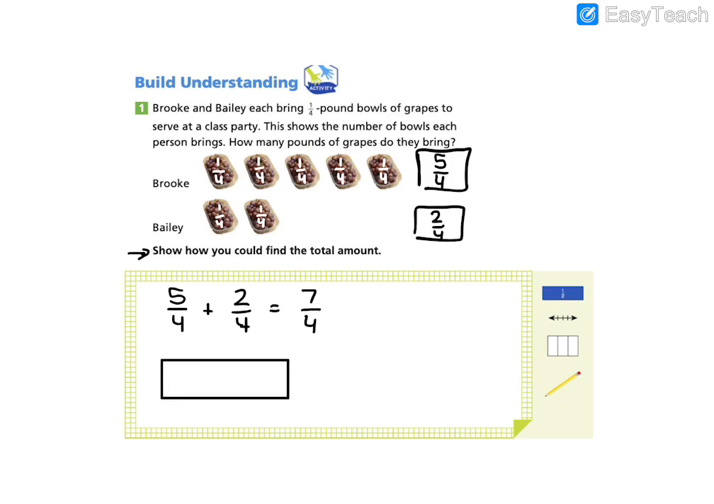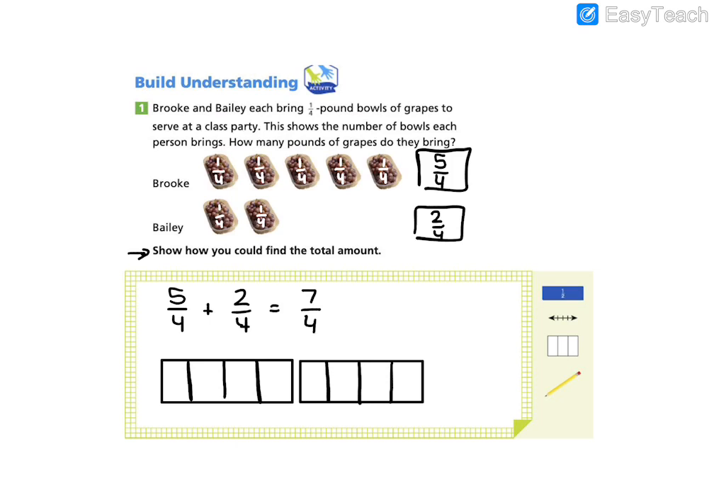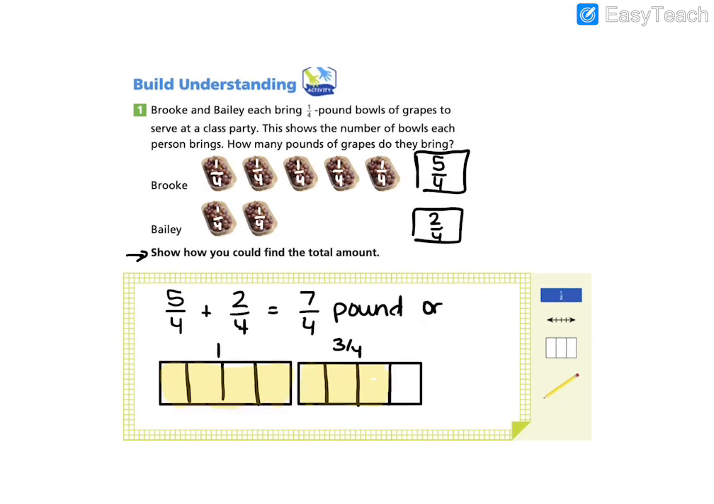Now, let's think about this. 1 whole pound is equal to 4/4. If Brooke and Bailey bring 7/4, we can rename 7/4 of a pound as 1 whole pound and 3/4 pound. So we can also name that as 1 3/4 pounds.